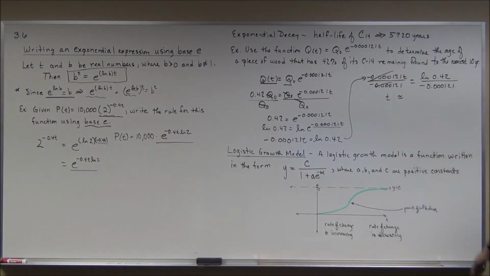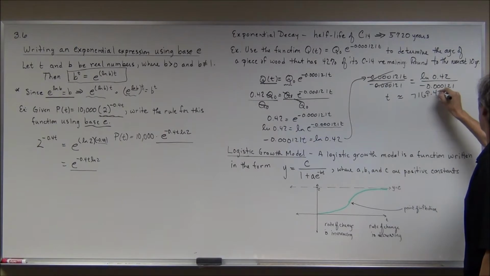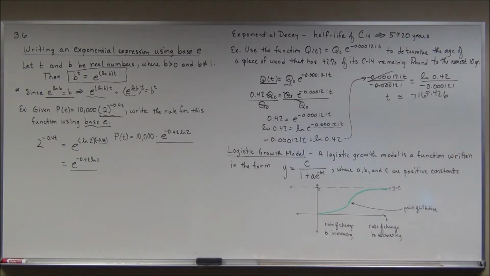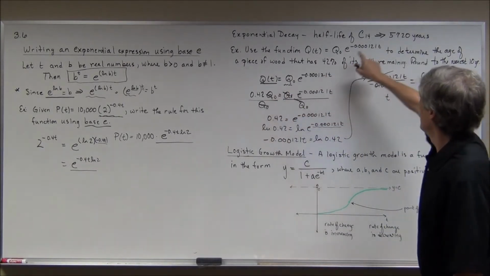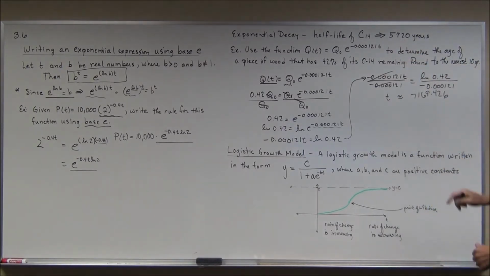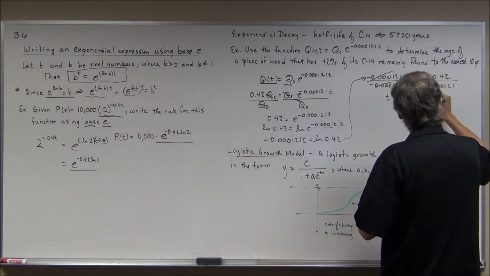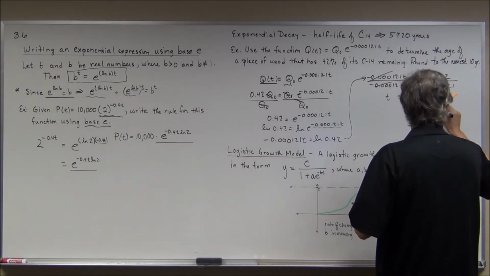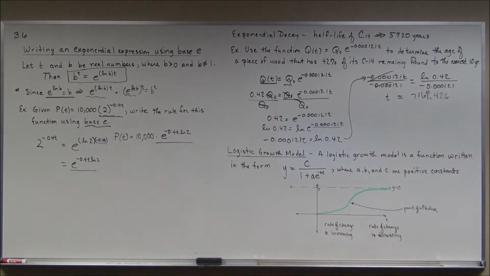So I have to get a calculator out and do the division here. As it turns out, this is 7,169.426 when I do the division. Now that makes sense because you have less than half what you started with, and that would take 5,720 years, so it should make sense that this number, although written poorly here, let's say we do a little bit better than that. And what was it, 426? Would be more than 5,720.